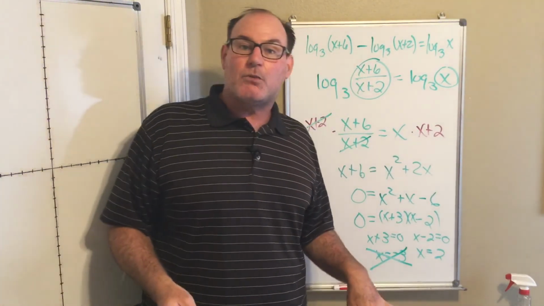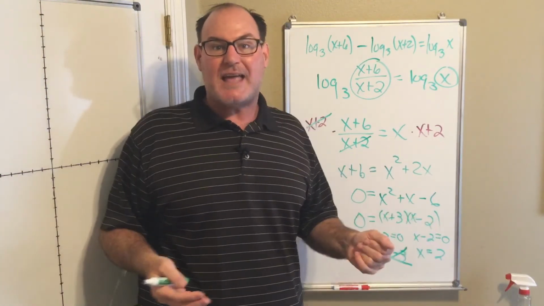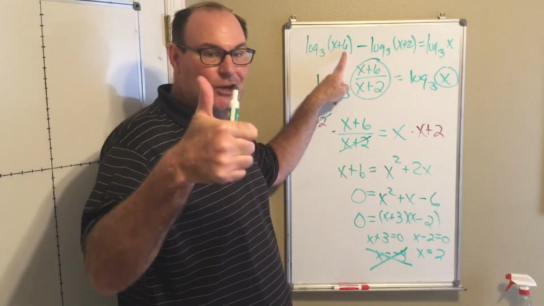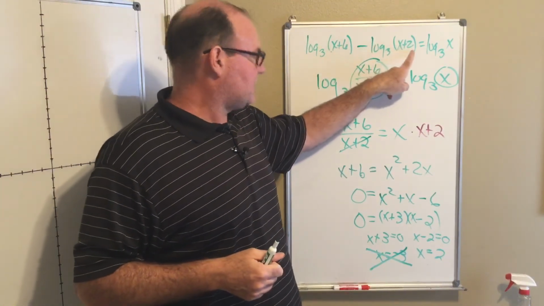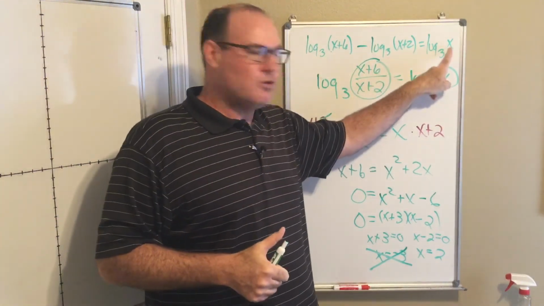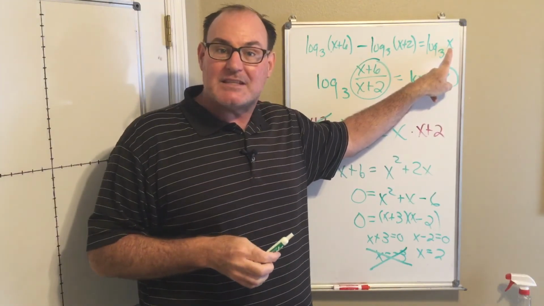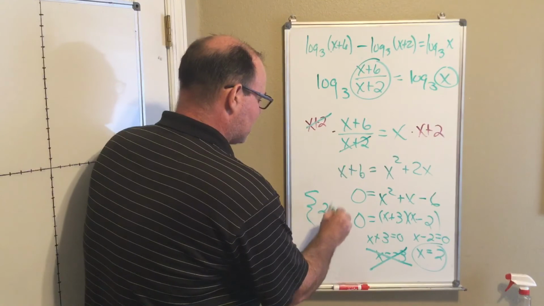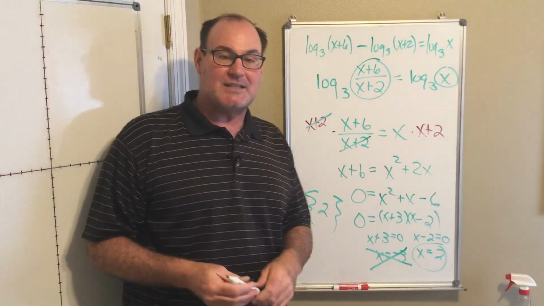Let's make sure the other one works, because you can have problems that have no solution. So 2 plus 6 is 8. Good. 2 plus 2 is 4. Good. 2 over here. All of those are positive values, so this is a fine answer, and my solution set is the set that contains the value 2.